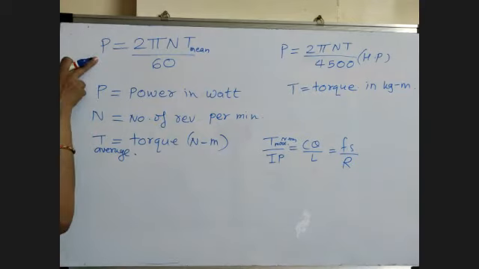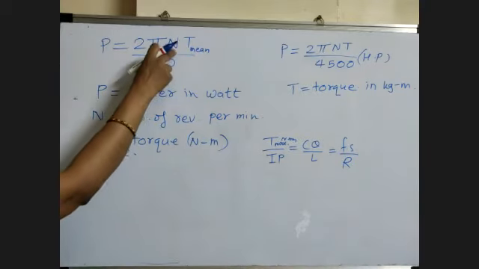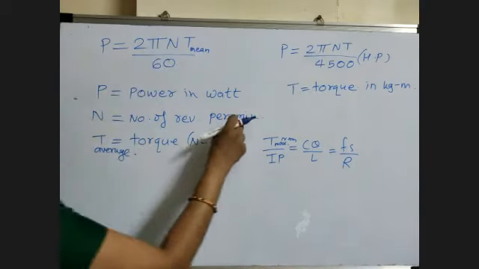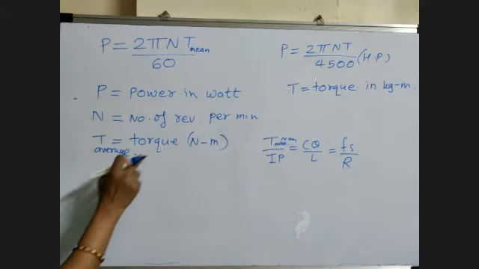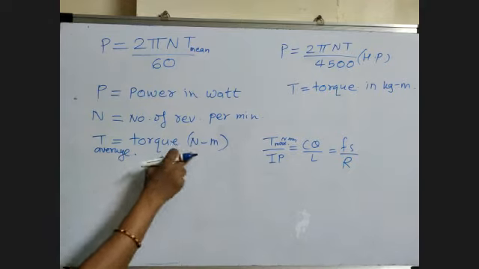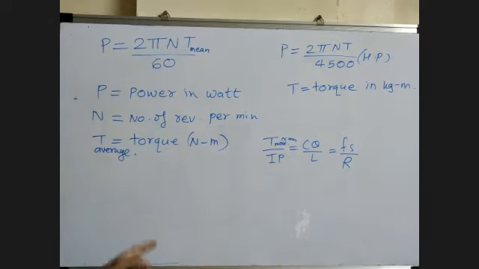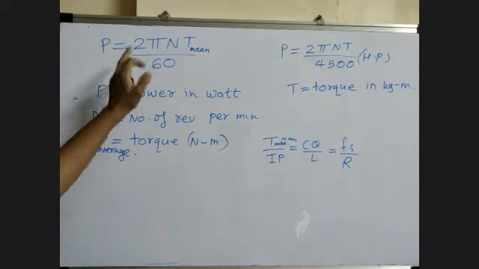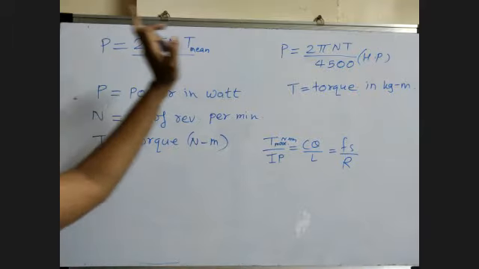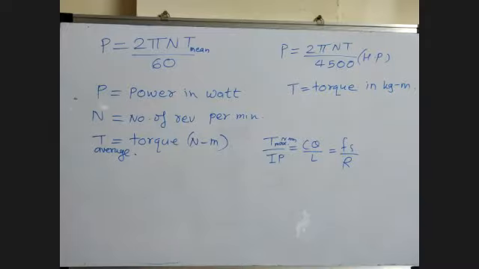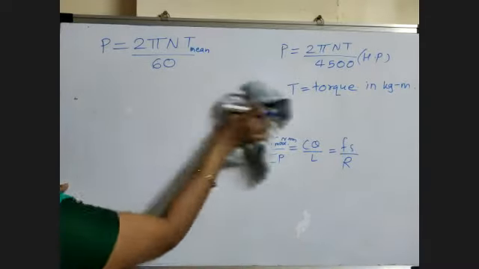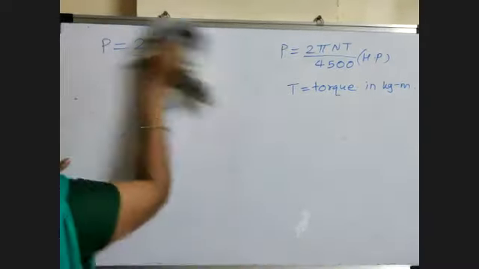Where P means power in watt, N means speed of the shaft in revolutions per minute, RPM. T means the average torque, which is measured in Newton meter. Now this is the formula of power in watt, and this is the formula of power in HP, horsepower. So these are the basic theory. Now we take some simple examples so that you can easily solve the problem.